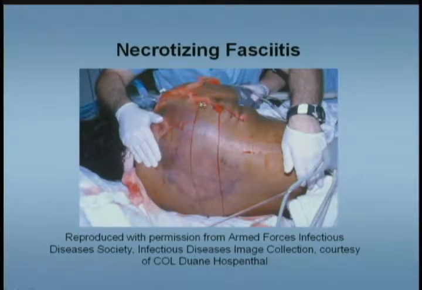Necrotizing fasciitis means the skin is coming off in a sheet. Now, the biggest thing about necrotizing fasciitis is that it is predominantly a surgical disease. It is treated with surgical debridement and antibiotics. You ready? If you do surgery alone, you can live. If you do antibiotics alone, you'll probably die.